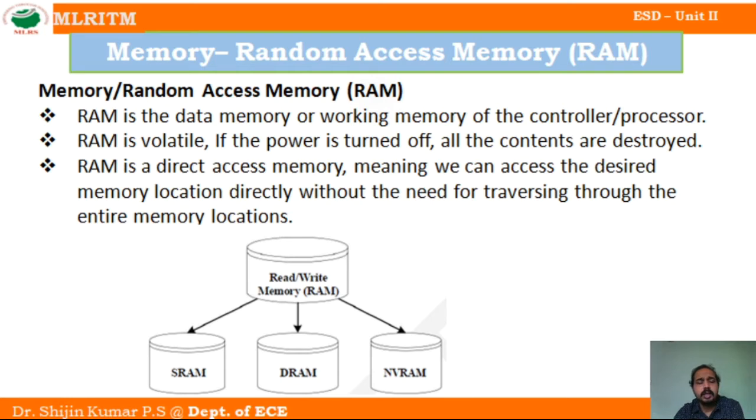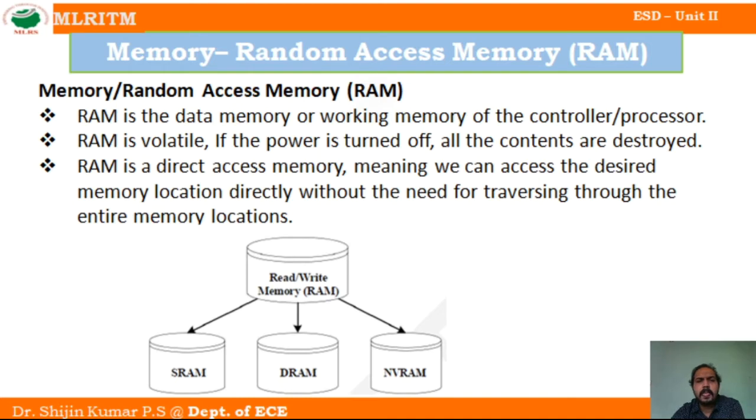RAM is a direct access memory, that is the processor will directly access the memory locations that are present inside the RAM. It is not required to travel through all the memory segments to obtain a particular data. The memory address will be specified, and from that memory address we can directly procure the data. That is a peculiarity of RAM.